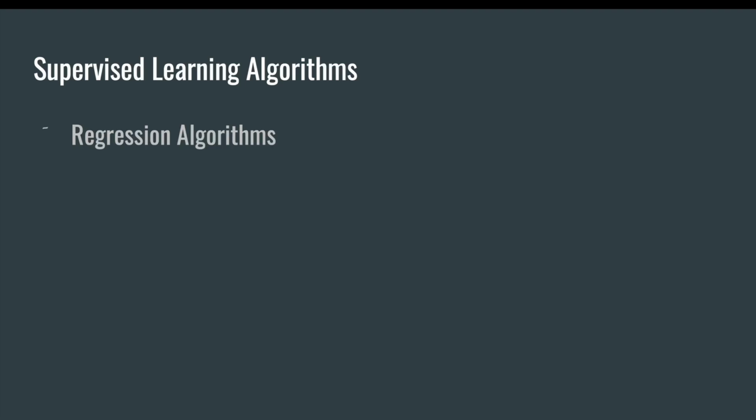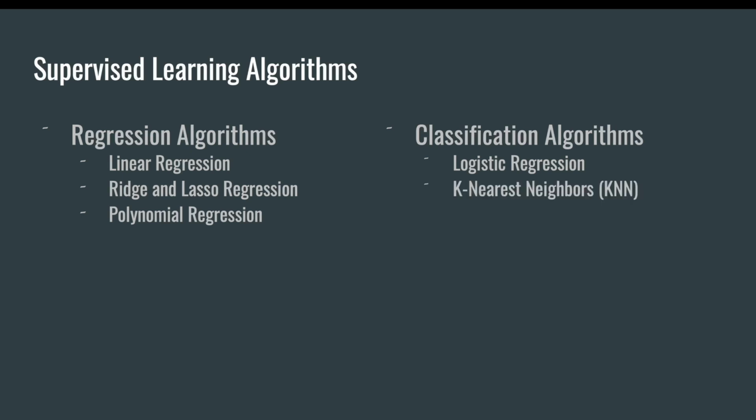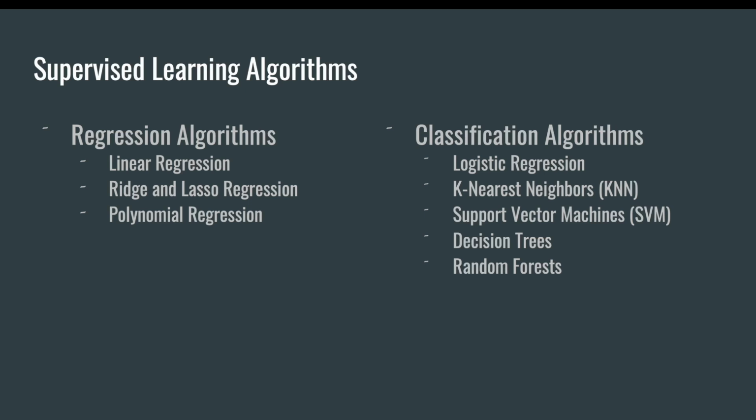So first, the main category is regression algorithms, which has linear regression, ridge and lasso regression, polynomial regression, and then we have classification algorithms, which has logistic regression, k nearest neighbors or KNN, support vector machines or SVM, decision trees, random forest, gradient boosting, and naive Bayes. So these are the main algorithms that we will be looking over in supervised learning algorithms.